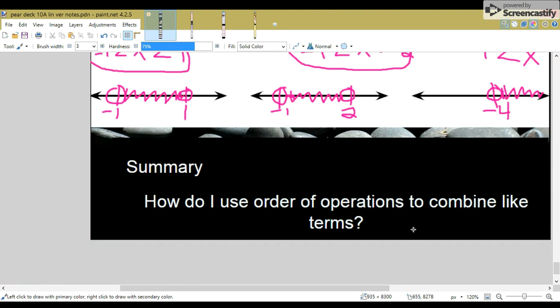Okay, now go to the last slide of your Pear Deck. Type your summary. How do I use order of operations to combine like terms? Type using complete sentences. Describe, in your own words, how to combine like terms.